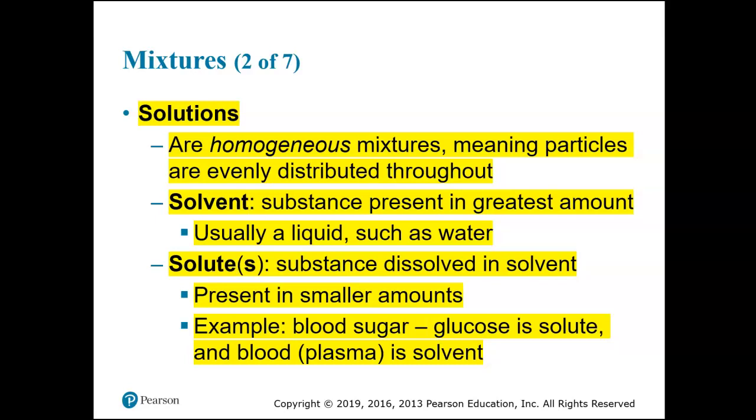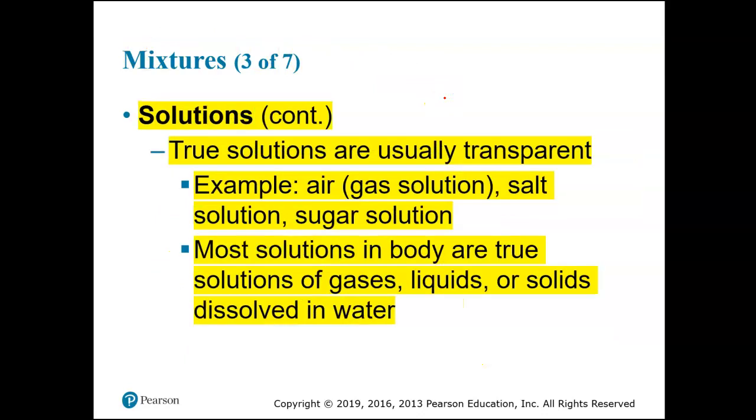An example of a solution in our body is blood sugar, which is the sugar glucose, is the solute, and the water in blood plasma is the solvent. So water and sugar can be a solution when sugar's dissolved in water, water and salt. Basically, blood plasma has a lot of different electrolytes and ions dissolved in it, particles dissolved in it.